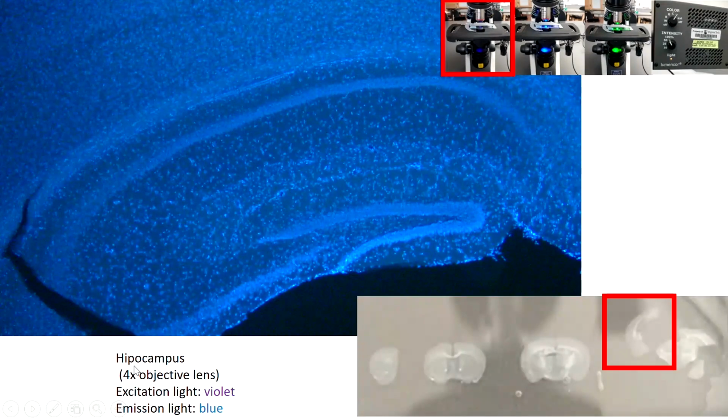This is the hippocampus under the 4x objective lens. So you remember we have this thing torn apart, but it's okay because we can still take a photo of that, right? And then the whole hippocampus stays in this part. So I can take a whole photo of the hippocampus in here. And next one, I need the dentate gyrus, particularly the granule layer of the dentate gyrus. So remember, this is the dentate gyrus and this is the granule layer.